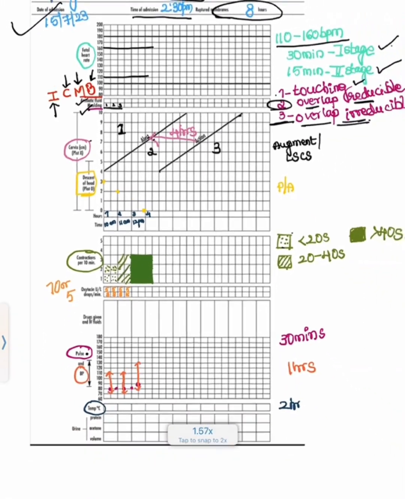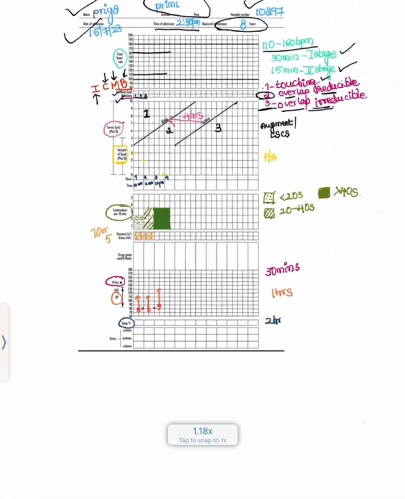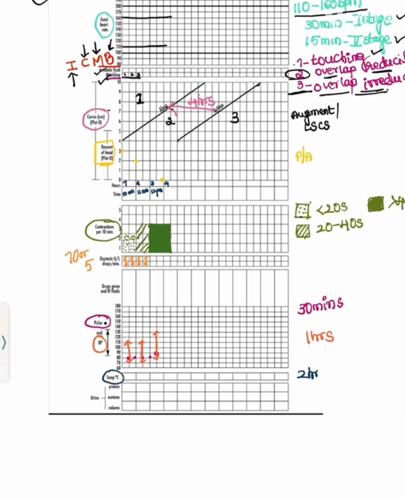Then comes the plotting of the cervical dilatation. We'll start the plotting of the cervical dilatation when the patient is at 4 cm dilatation. If the patient is 6 cm dilated when we see the patient, we'll mark it on the alert line. Dilatation of the patient is first marked over the alert line only.